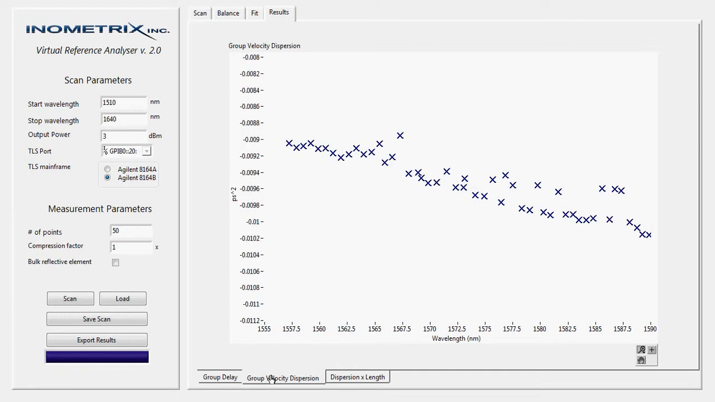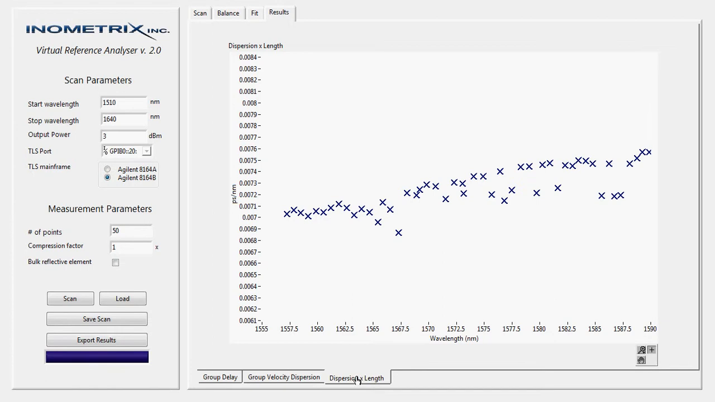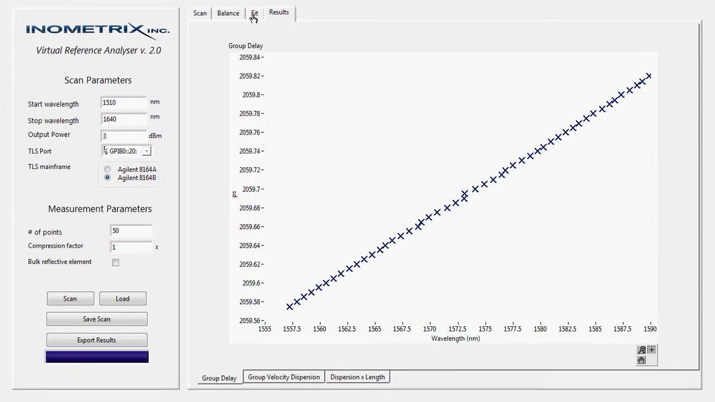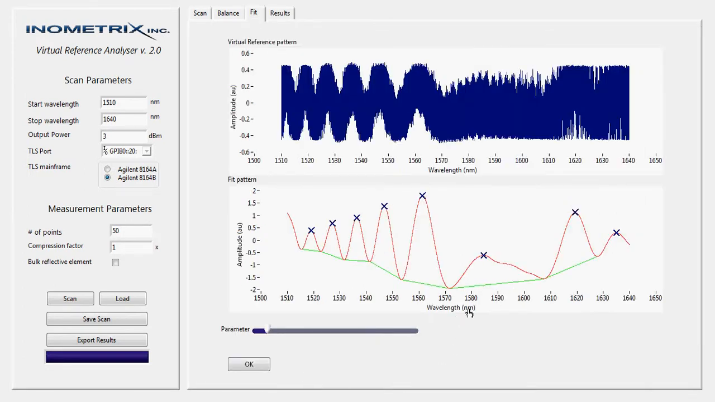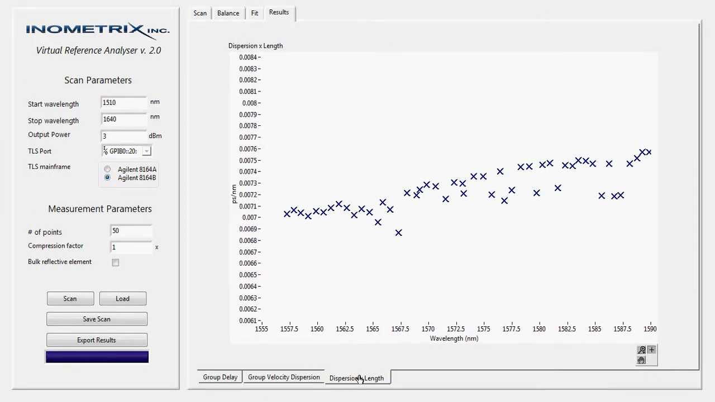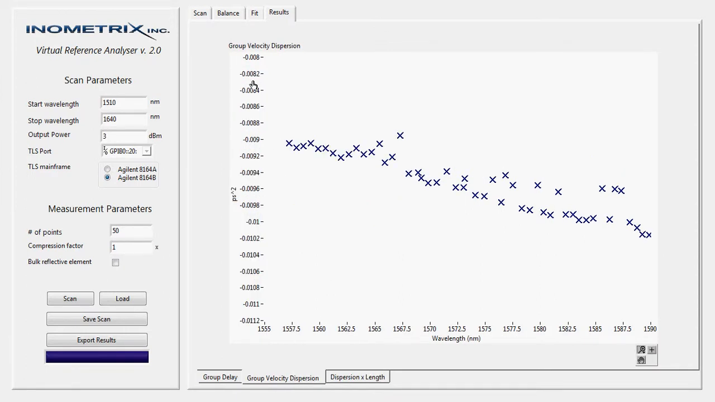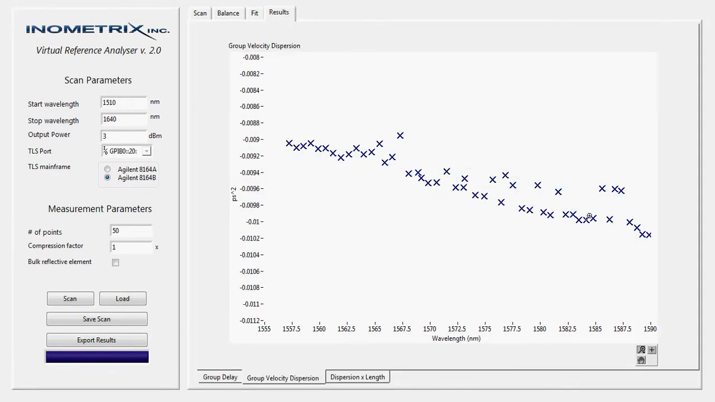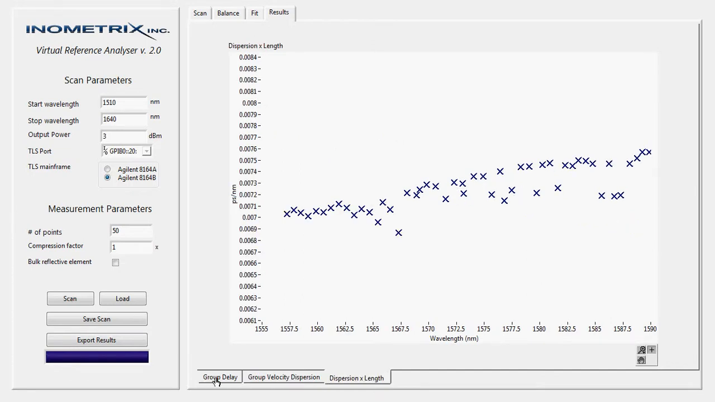Now we have our results. We have our group delay, our group velocity dispersion, and our dispersion length plotted here. Okay, now the fit that we do does have an impact on the results. How well we choose our fit will impact our results, the spread in our results. Okay, so it's important. We can always go back if we don't get the exact results that we're looking for. We can always go back and reload the experiment and rerun the experiment.